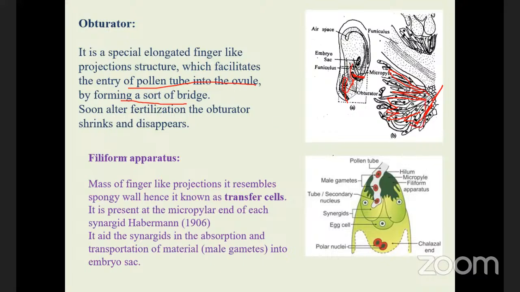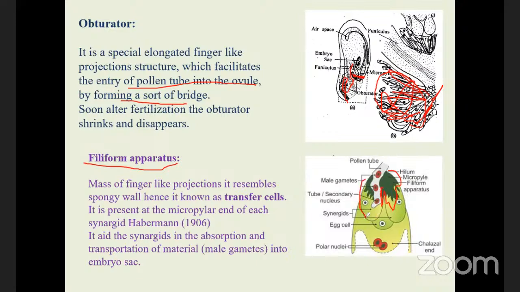After fertilization, this obturator will shrink or disappear. It is useful only for fertilization. Okay, and then the next is the filiform apparatus, also one of the supporters. These are finger-like projections. You can see the finger-like projections which are there in the synergids.